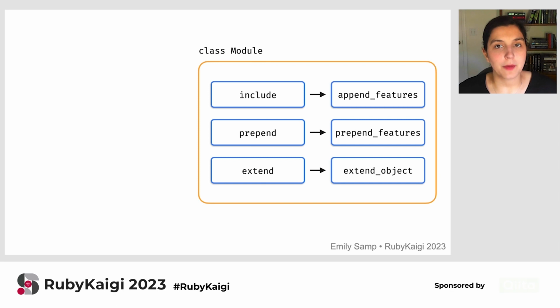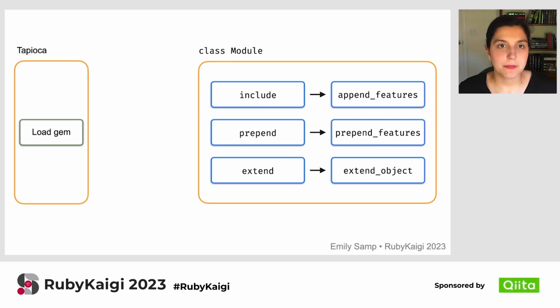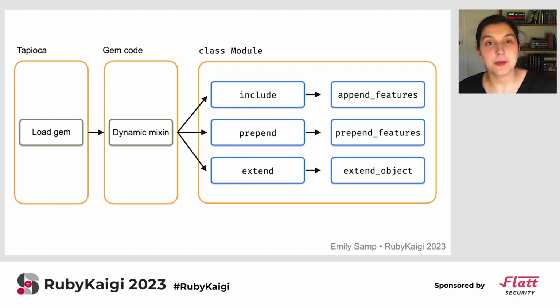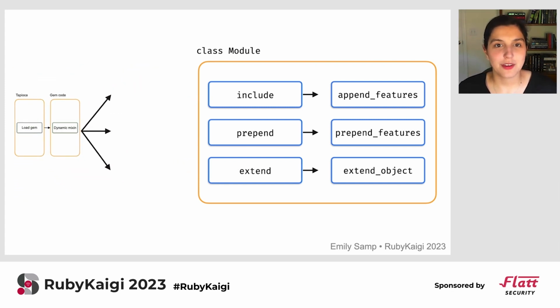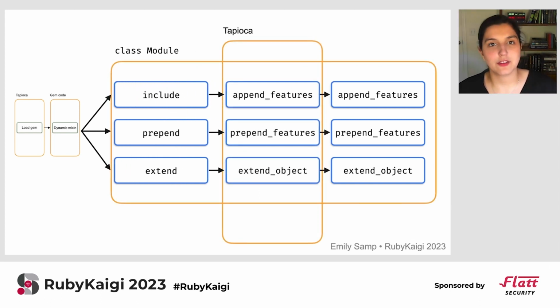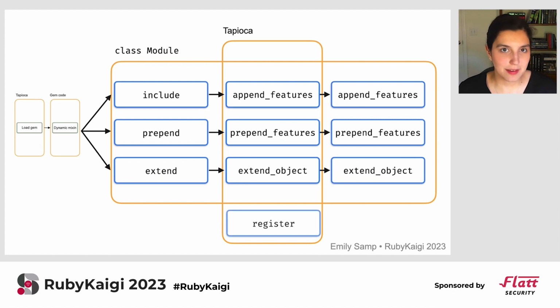These methods are going to run when Tapioca loads the gem. The gem being loaded will trigger all the dynamic mixins that occur in the gem, which will in turn call either include, prepend, or extend, depending on what kind of mixins they are. When these methods call their own internal implementation methods, Tapioca will intercept these calls, adding information to the mixin tracker before allowing the methods to behave as originally implemented.